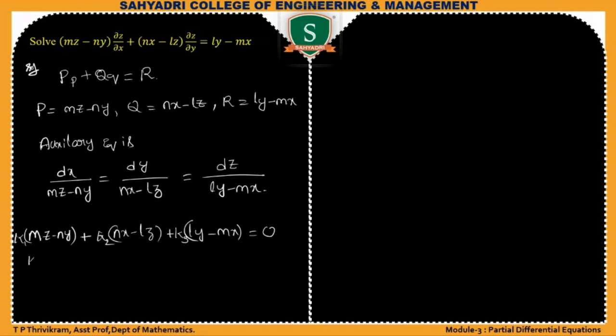Suppose if I take k1 equal to l, k2 equal to m, k3 equal to n, what happens? Let us check. l into (mz minus ny) plus m into (nx minus lz) plus n into (ly minus mx).